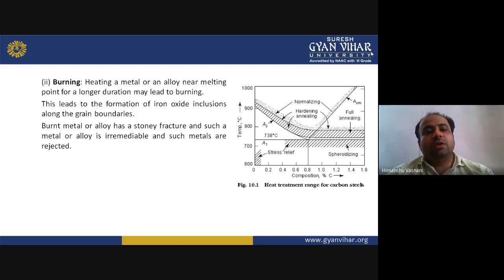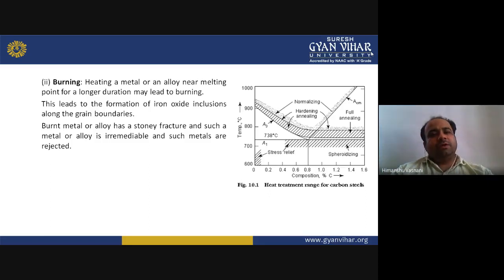This leads to the formation of iron oxide inclusions along the grain boundary. So a burnt metal or alloy has a stony fracture, and such a metal or alloy is irremediable, and such metals are rejected. So you can see the loss is there. The negative effect of heat treatment is shown by this burning process.